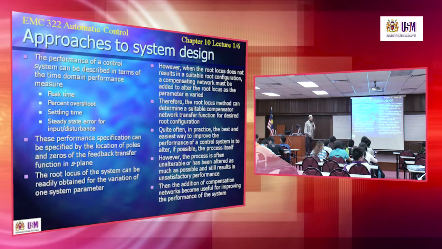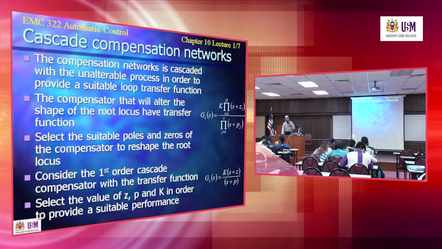Okay, that's why as control engineers, we are only able to add the compensation in order to improve the system. Out of the many compensation networks, the most famous one being used is the cascade compensation network, where we locate the compensator between the comparator and the process, okay. For the compensation network, it is cascaded with the unalterable process in order to provide a suitable loop transfer function.